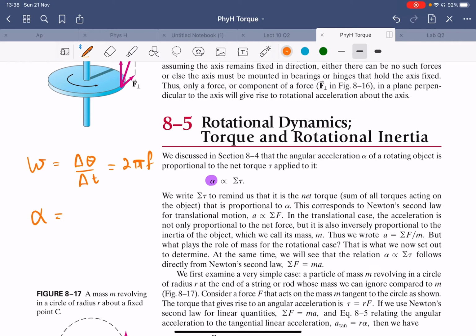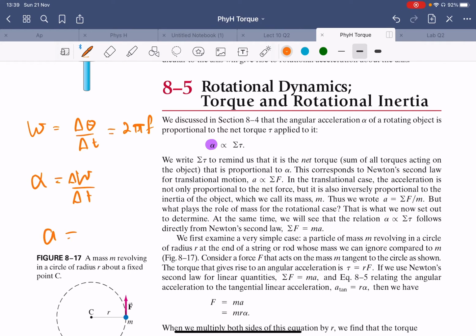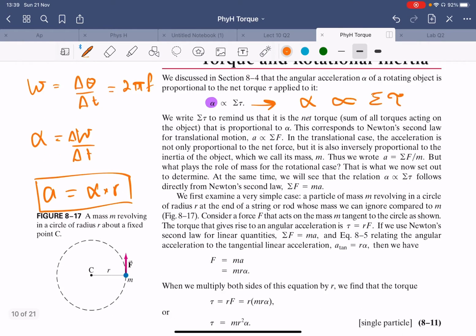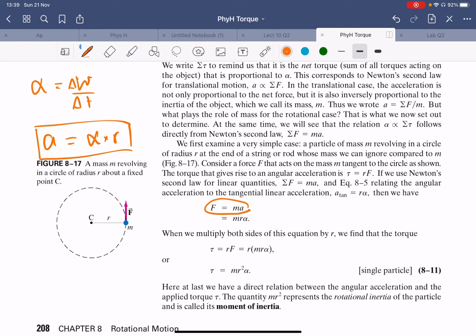But if you're looking at alpha, it is omega, change in omega over change in time, right? Or a, acceleration, is equal to alpha times r. Okay, this is linear. So when you're looking at torque, we're saying that alpha is directly proportional. Let me write alpha like this, and this is the proportional sign: alpha is proportional to the sum of torque. If you recall, F equals ma.